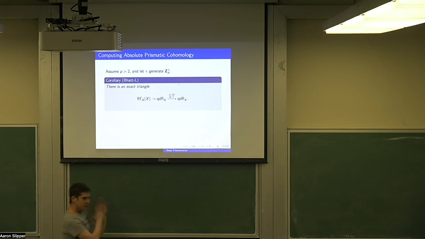So this is a strategy. If you want to know about prismatic cohomology in general, you really just need to know about the q-de Rham complex. You need to know about that action of Z_p^*, and you need to know that that action becomes trivial when you set q equals 1.